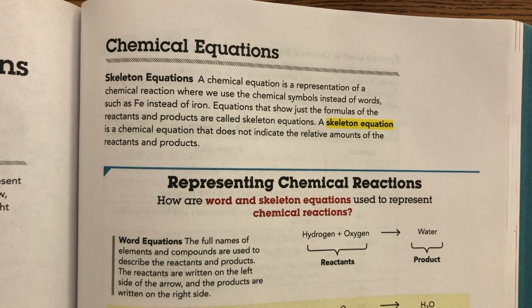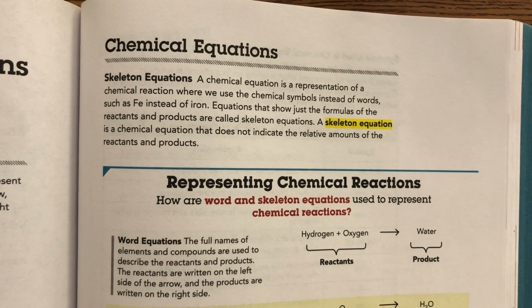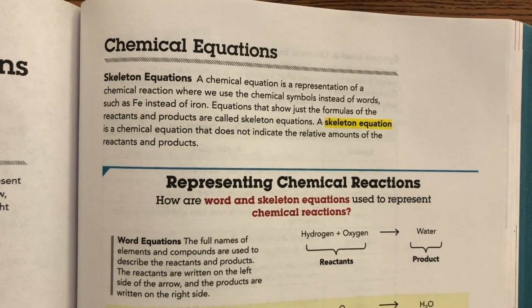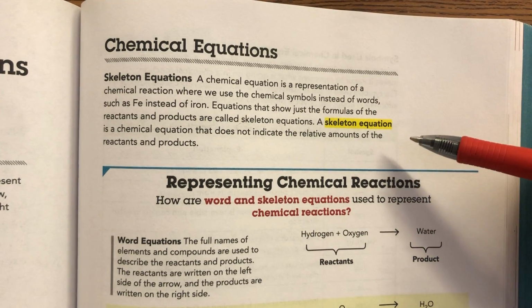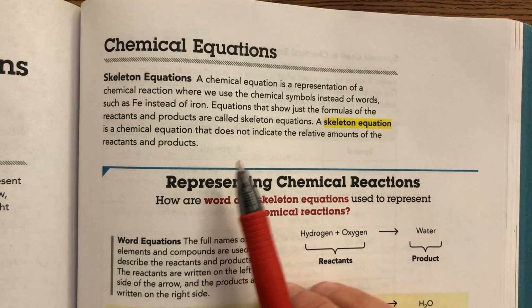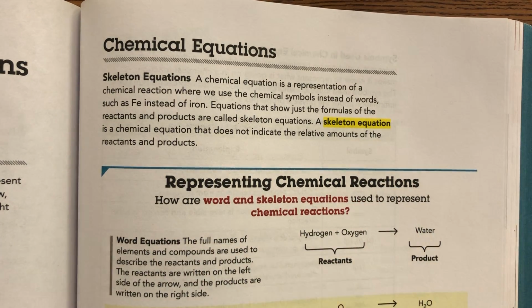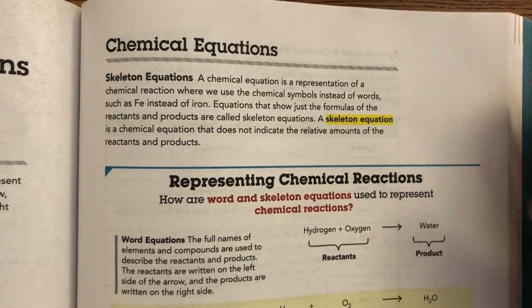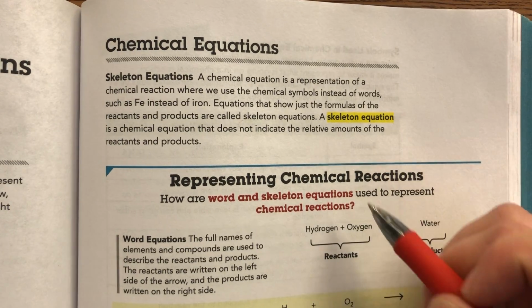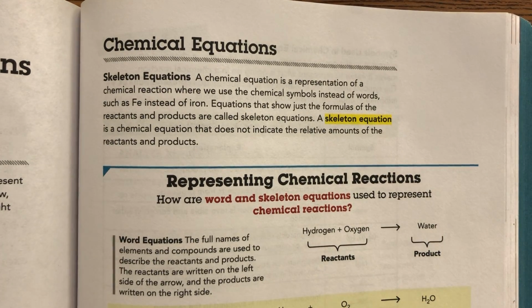Today we're going to be talking about chemical equations. Last time we talked about word equations, and now we're going to start applying some of the chemistry concepts to it. A skeleton equation is a chemical equation that does not indicate the relative amounts of reactants and products. So make sure to write this down, include this in your notes. Basically we're just talking about what's happening.